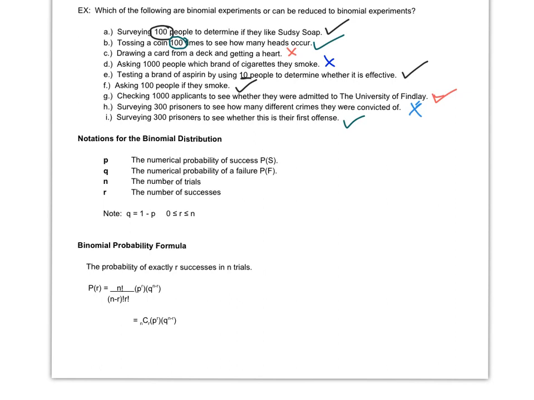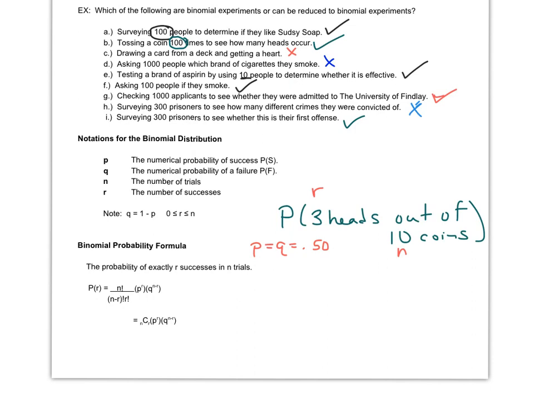N is the number of trials. How many people am I asking? How many times am I doing some experiment? And R is how many successes I'm looking for. So if I'm looking for, okay, what's the probability of 3 heads when I'm flipping 10 coins? Well then, if I look at these variables, this would be my R, this would be my N, and my P and Q in this case would be the same because they're both 50%. Because it's 50% likely you get a head or not get a head.